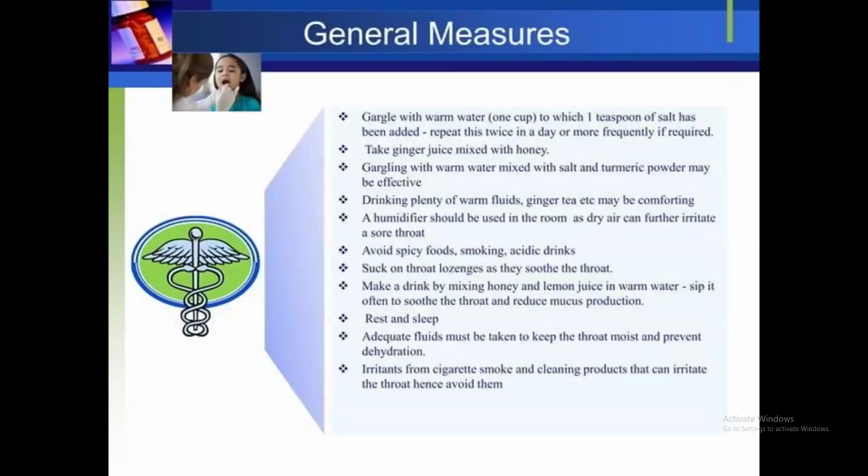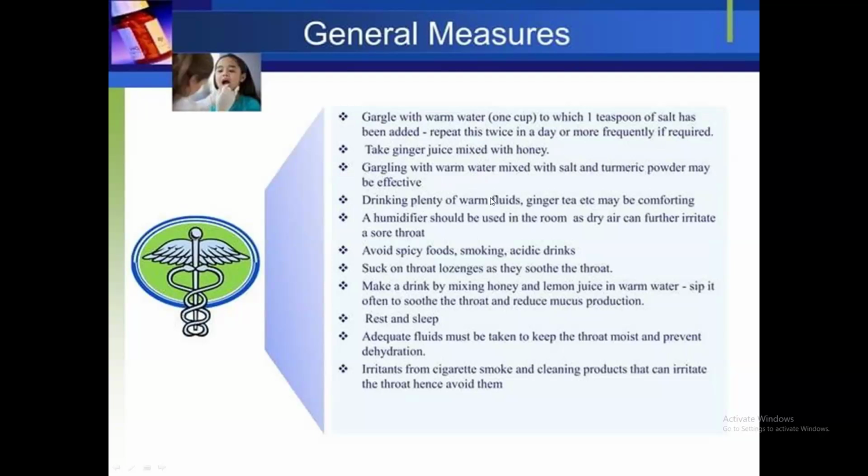Then after discussing various remedies which are specially used in case of adenoids, we can also tackle the attack of adenoids by using general measures like gargles in warm water with one cup of water and one teaspoon of salt added, and repeat this twice a day or more frequently if required. Then we can also recommend taking ginger juice mixed with honey. Then gargling with warm water mixed with salt and turmeric powder is also very effective.